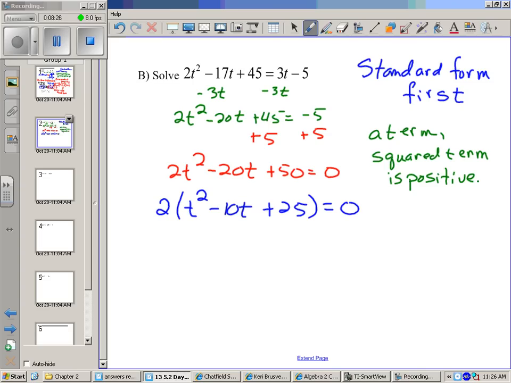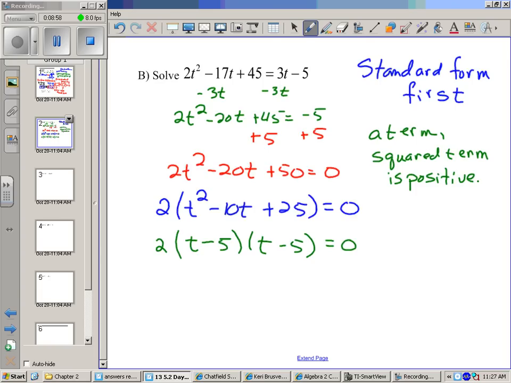At this point, let's go ahead and factor this. There are different ways I can factor this, but notice t squared is a perfect square, 25 is a perfect square, and 2 times 5 times t is 10t. So notice this is t minus 5 times t minus 5 is equal to 0.